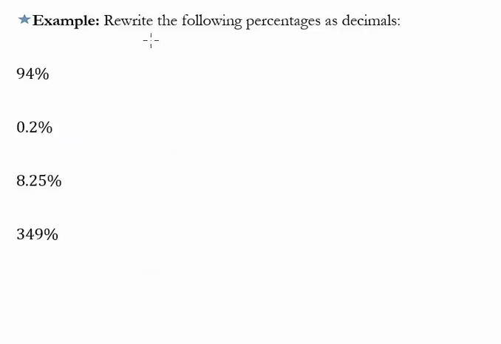Let's go in the opposite direction. Rewrite the following percentages as decimals. So 94%. Again, if I want to do it the long way, I could say that I set up my proportion 94 out of 100, right, equals x, and I plug this into my calculator, 94 over 100, and in fact I would find out that x equals 0.94.